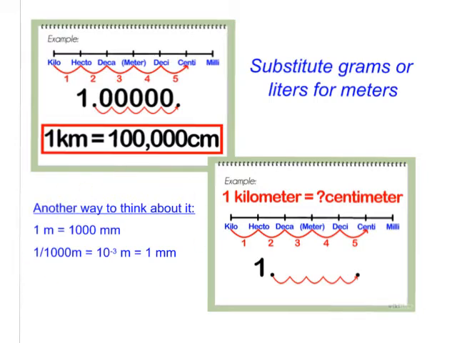Here's another way to think about it. 1 kilometer equals how many centimeters? I guess I just showed that. Another way to think about it, 1 meter equals 1,000 millimeters. We could think about that as 1/1000th of a meter would be 10 to the negative third meter would be 1 millimeter. That would be moving the decimal point to the left instead of to the right.